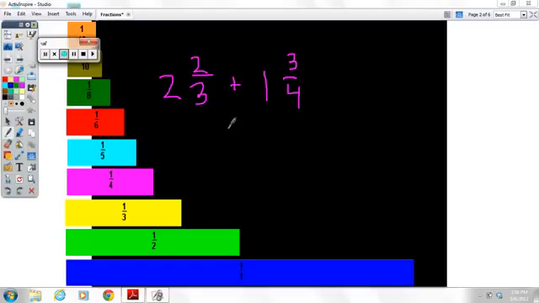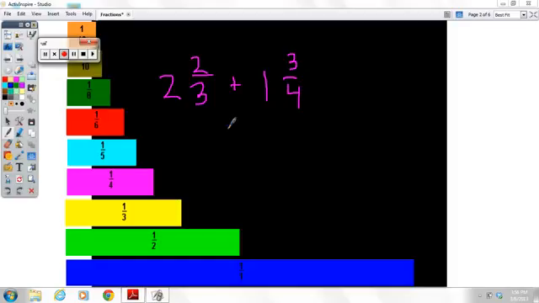Okay, boys and girls, what I'm going to show you is how to take a mixed number and add another mixed number to that. I'm also going to show you how to take a mixed number and subtract a mixed number. Starting with this, we have 2 2/3, and we're adding 1 3/4.